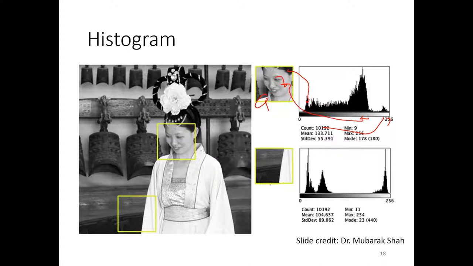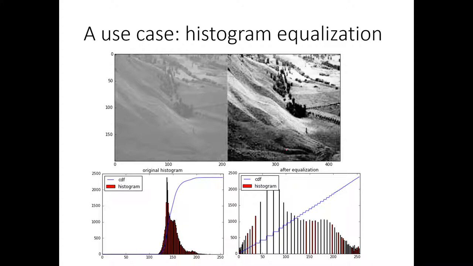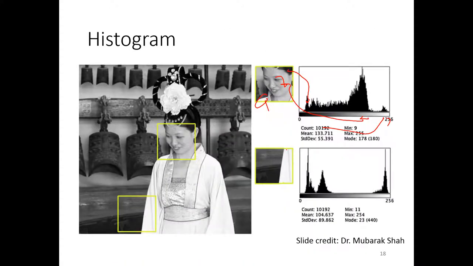And we have another histogram like this one for this patch. And a histogram is useful sometimes. One of the uses is just for matching. Sometimes, if you want to match, for example, one shape with another shape, one possible feature is the histogram. You can compute a histogram of your target and a histogram of your source and try to match them. If it's close, you say okay, they match.